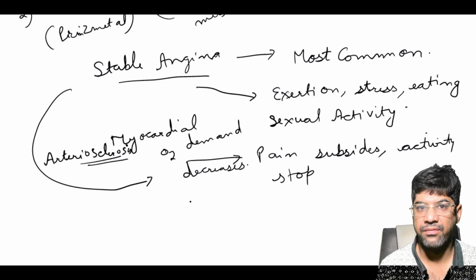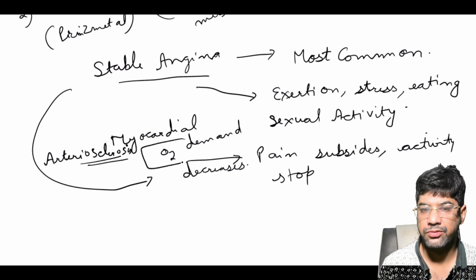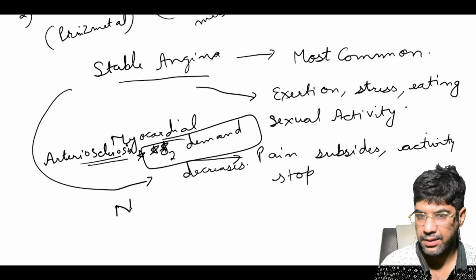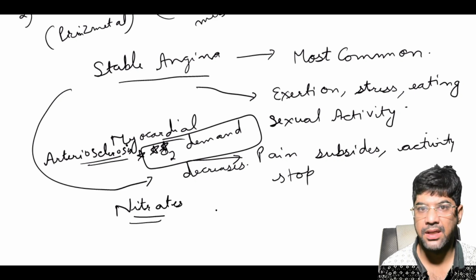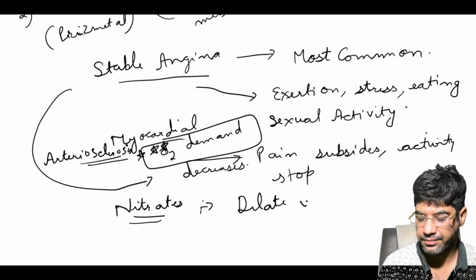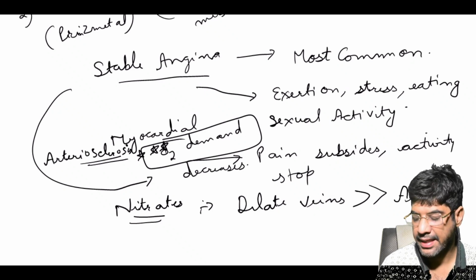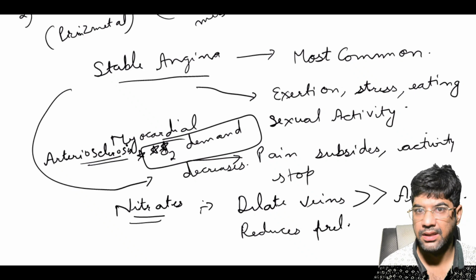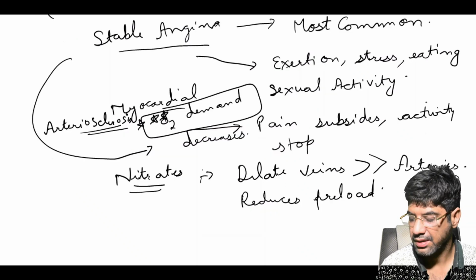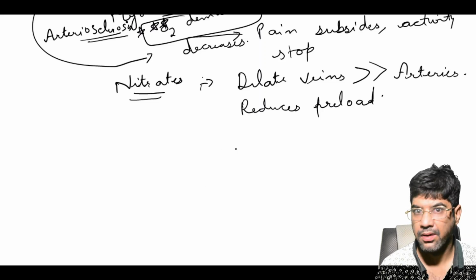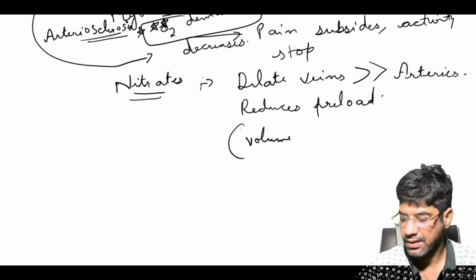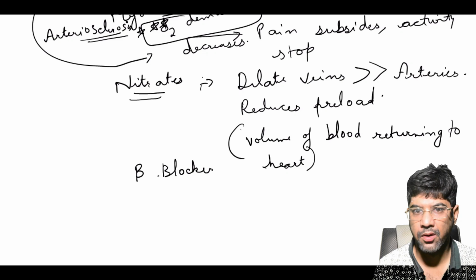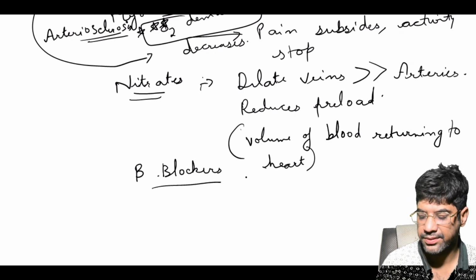So what is the management? The primary goal of drugs in stable angina is to reduce the workload of the heart and improve the oxygen supply to the ischemic heart. Examples are the nitrates. The nitrates dilate the veins more than the arteries. That reduces preload. Preload is the volume of blood that is returning to the heart, and that is why the myocardial oxygen demand decreases.